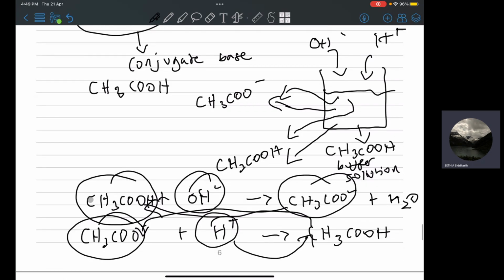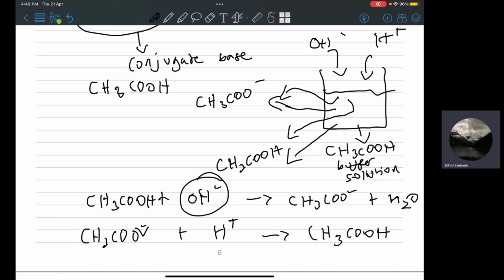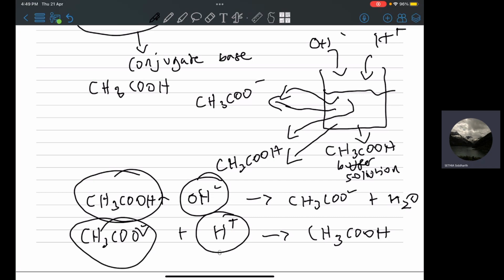Because if you look at both these equations, sorry, I've made it a bit messy with all these lines. Let me just erase that. If you look at these equations, in all of these cases, either you're neutralizing your added base using your weak acid, or you're neutralizing your added acid using your conjugate base. And this is how we manage to resist changes in pH.